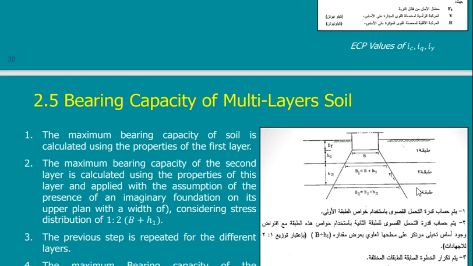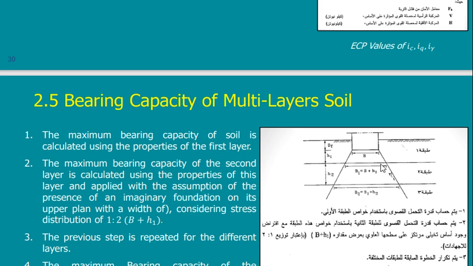Suppose that you have multiple layers. Suppose that you have layer 1, layer 2 and layer 3. So which one am I going to use? To be on the safe side, you have to check all of the layers. What will be different is that when I check this area, I will use the parameters of this layer and the area of this footing. But if I go to layer number 2, I will imagine that there is another footing here, a bigger footing, with lower stress, but different parameters, and so on.